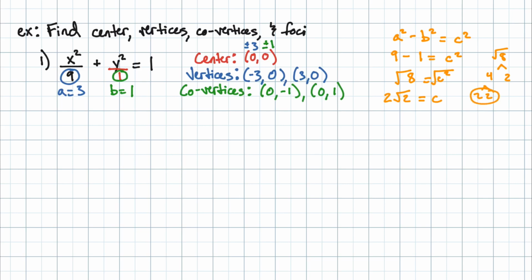Remember, the foci always lie on the same axis as the vertices. So that means from this 0, dang, I wish I had left a little bit more room, because from here as well, I'm also going to go out that plus or minus 2 square root of 2. That means my foci, I got a -2 square root of 2, 0. The y part isn't changing. And I got a positive 2 square root of 2, 0.